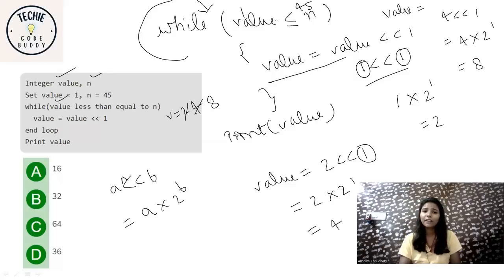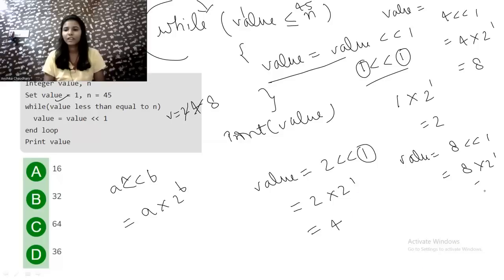Again we will check the while loop condition and it will be true as 8 is less than or equal to 45. Again the value will be changed. Now the value is 8, left shift 1. So 8 into 2 raised to the power 1, so 8 to the 16. So now the updated value of value is 16. I am writing 16 here.